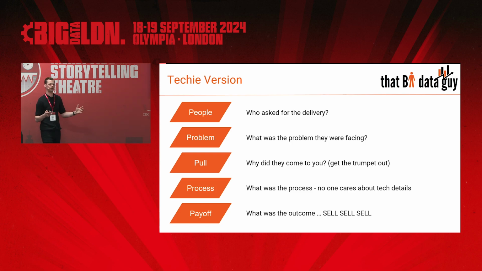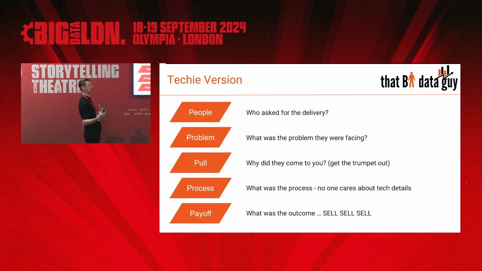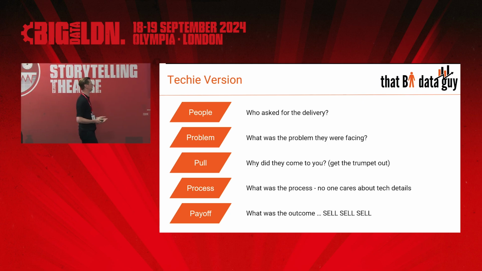If that's a bit arty-farty for you, there's the 5 Ps for the techies, yeah? Which is people, problem, pull. Again, why did they come to me? Why do they need my skills? This isn't time to have a little violin. This is time to get the brass band out and really sing about yourself.